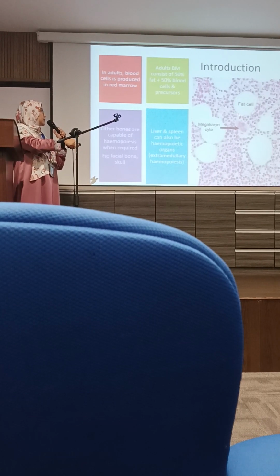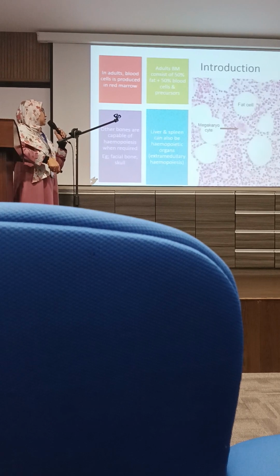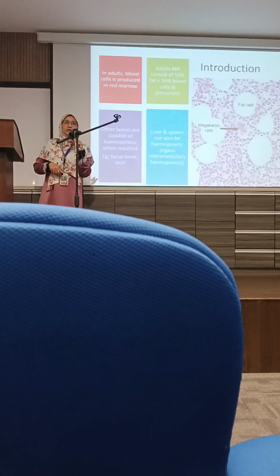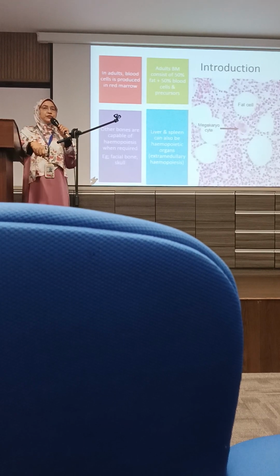You have the fat cells and also the hematopoietic precursor. This is megakaryocyte, the precursor for platelets. In pediatric bone marrow, you will have less fat cells, and in elderly, you will have more fat cells, because it becomes atrophic.